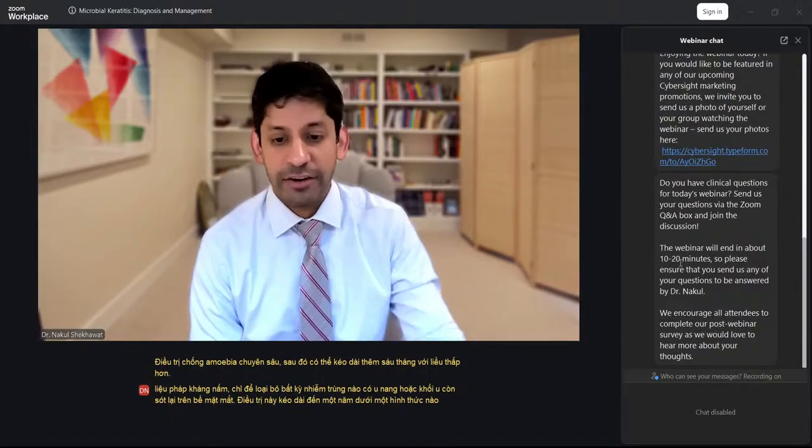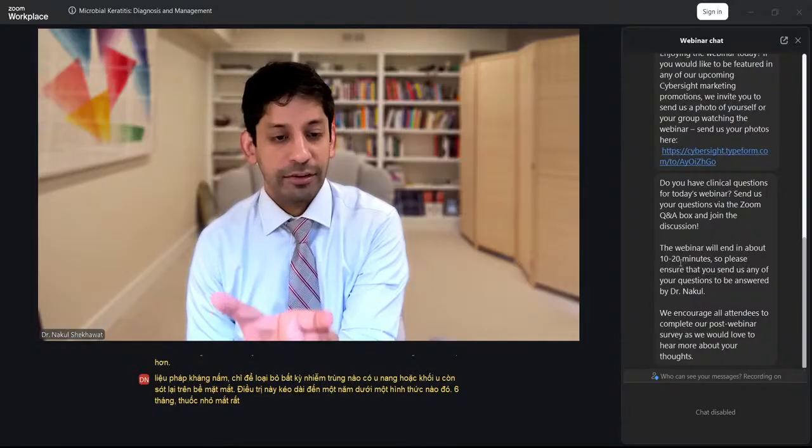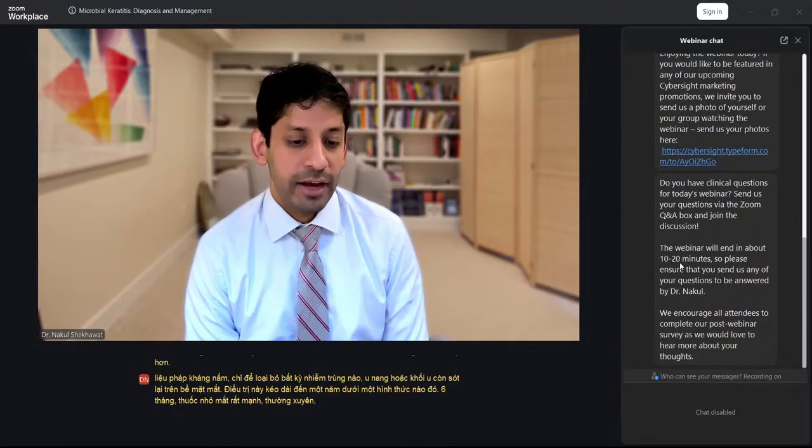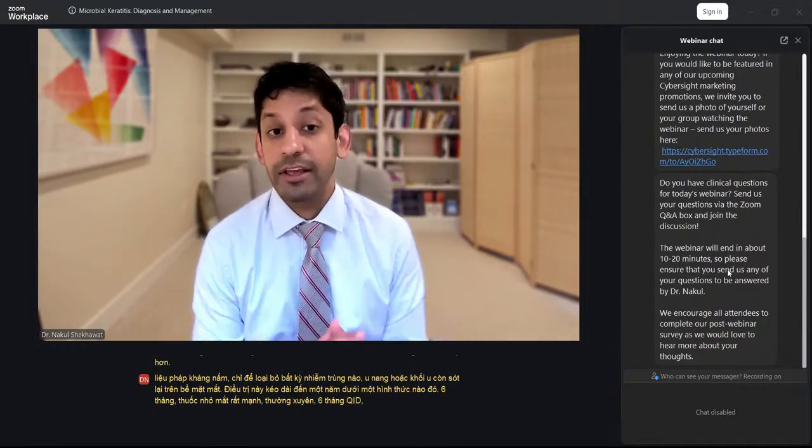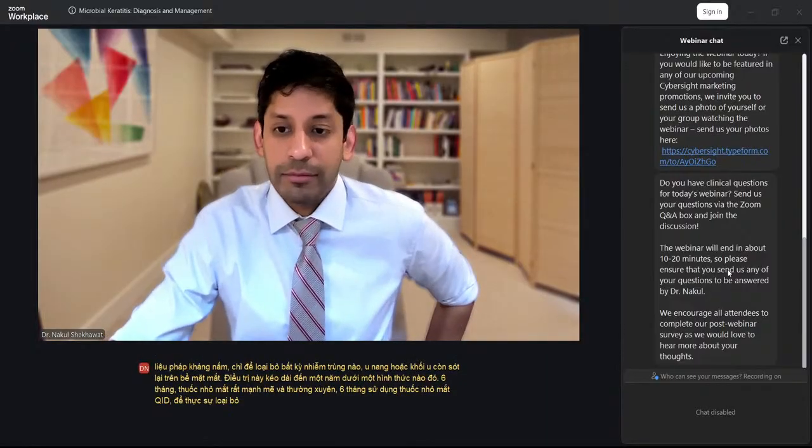6 months, very intense frequent eye drops, 6 months of QID eye drops in order to really definitively eradicate the amoeba before we consider keratoplasty.